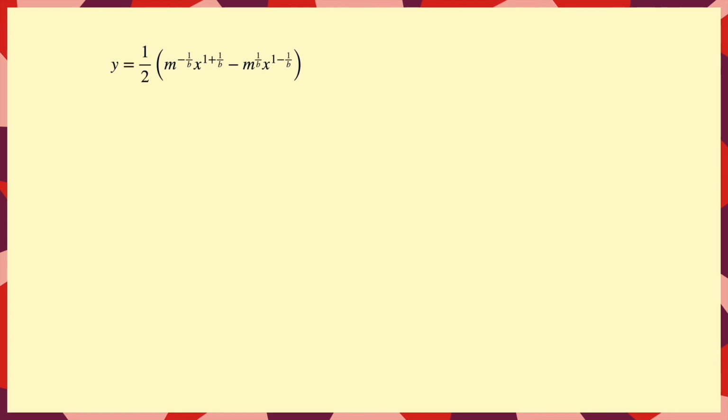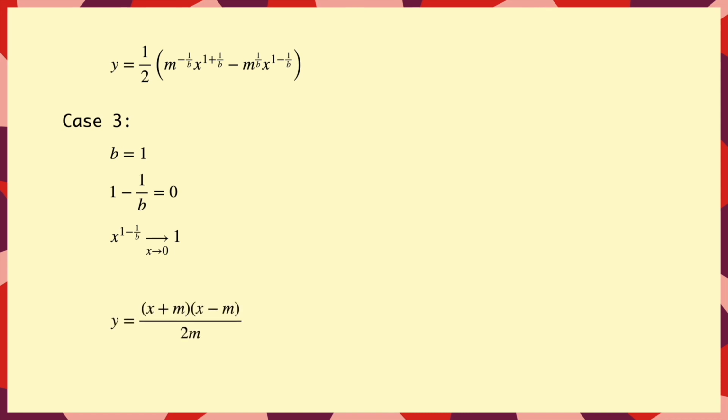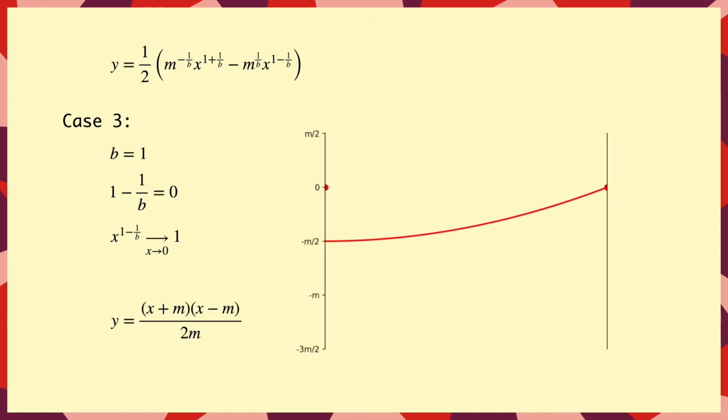Finally, if b equals 1, so the boat can move at the same speed as the river, this exponent is 0. So in this case, the second term is just a constant, and the formula actually reduces to this, a quadratic. And letting x equal 0, we can see that y equals minus m over 2. So the boat approaches a point on the far bank, half the river's width downstream from where we set off.